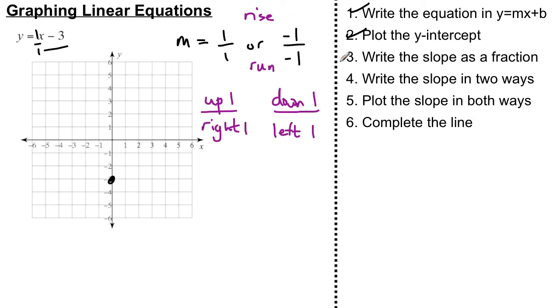Okay? So here's where we are. We want to plot the slopes. So from this point, we go up 1, right 1, up 1, right 1, up 1, right 1. You got the pattern? Here we go down 1, left 1, and continue that pattern. Okay? And so then fill in this line, and we got it. Couple more here.